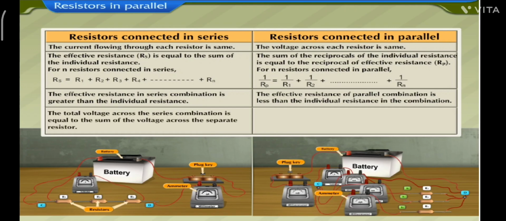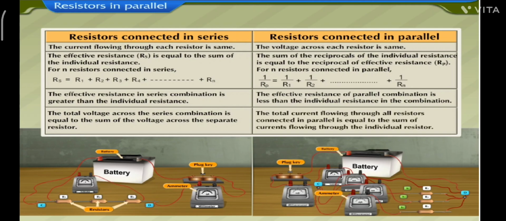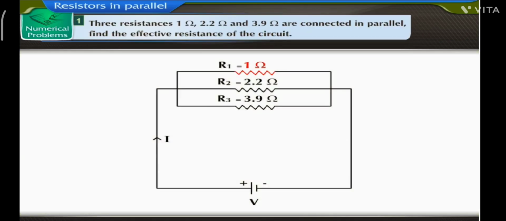The total voltage across the series combination is equal to the sum of the voltage across the separate resistors. The total current flowing through all resistors connected in parallel is equal to the sum of currents flowing through individual resistors. Let us solve some numerical problems on the topic. Numerical problems. 1. Three resistances, 1 ohm, 2.2 ohm and 3.9 ohm are connected in parallel. Find the effective resistance of the circuit.